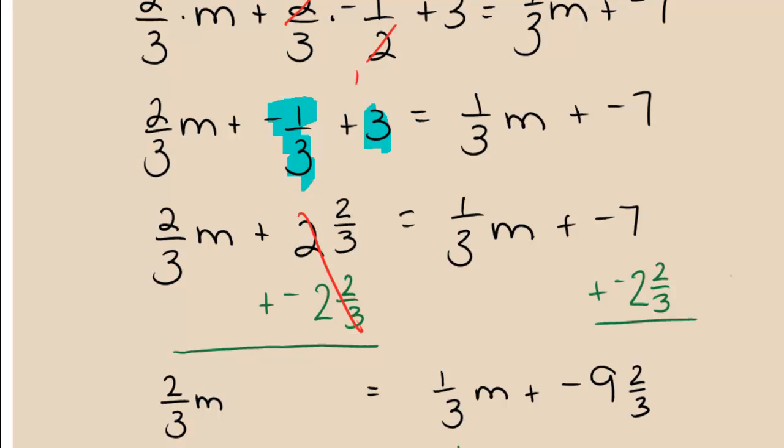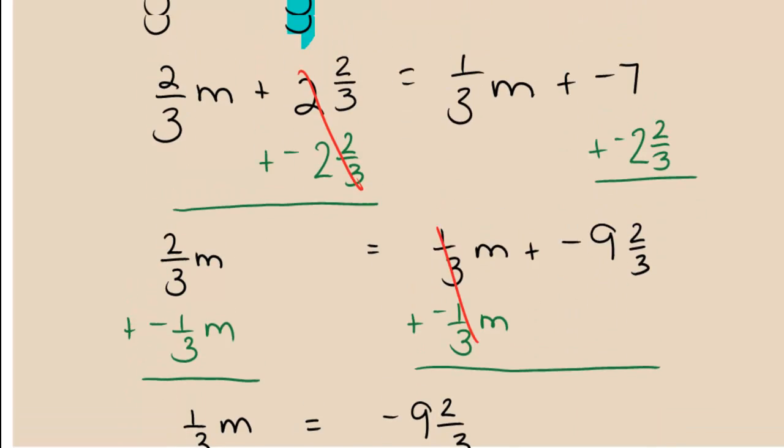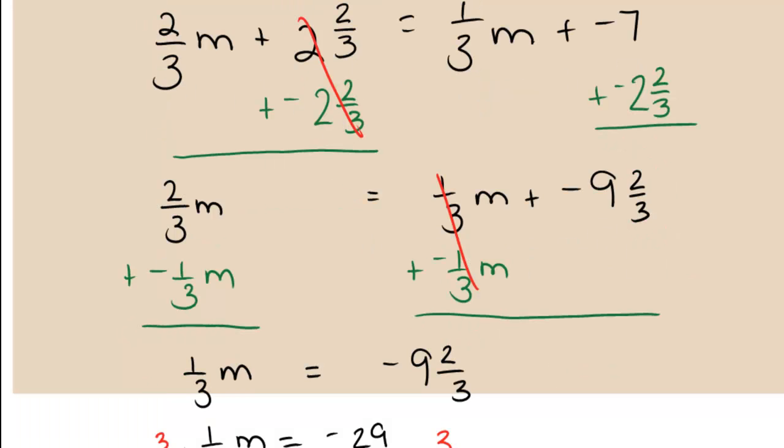Now we're going to get rid of the 1/3 m on the right, so we're going to add the opposite to both sides. And when we do, the 1/3s cancel to give us constants on the right and variables on the left. And we're left with 1/3 m on the left equals -9 2/3.